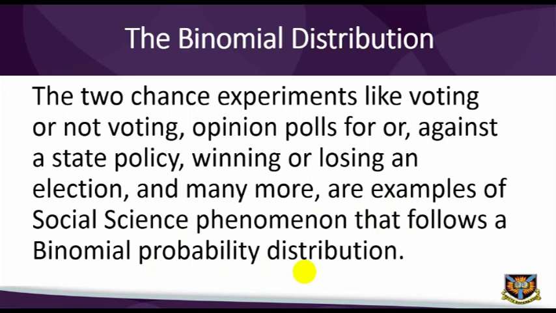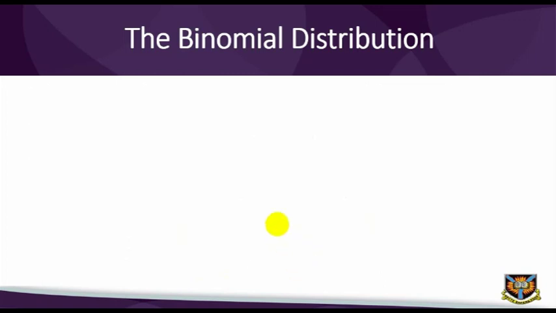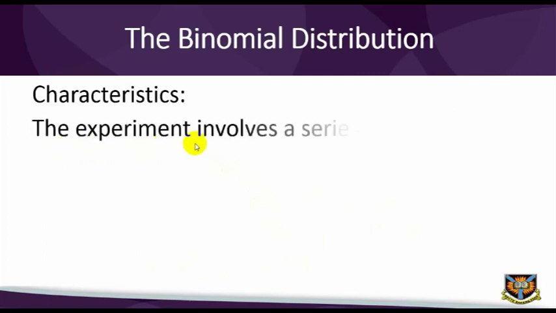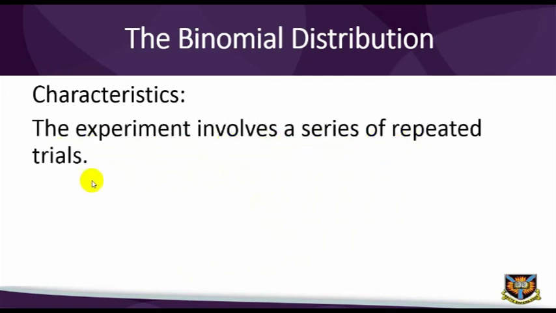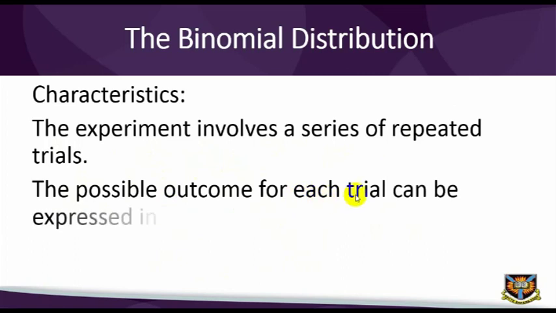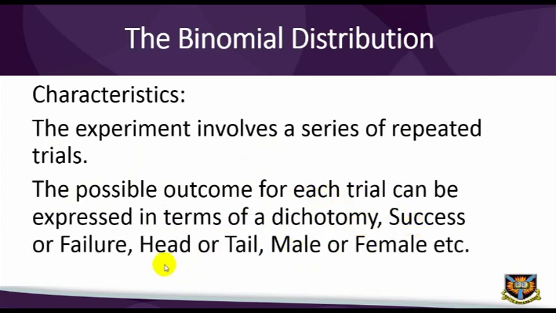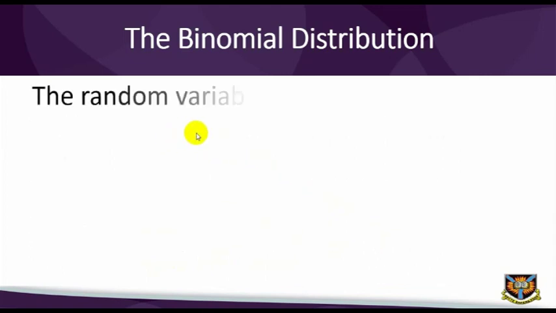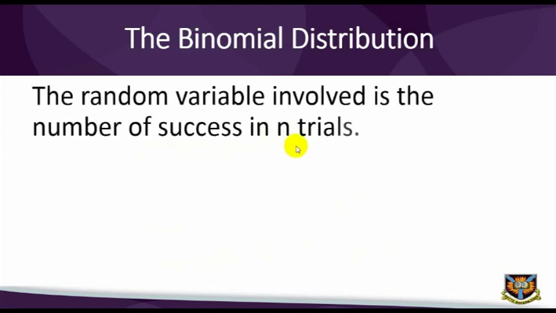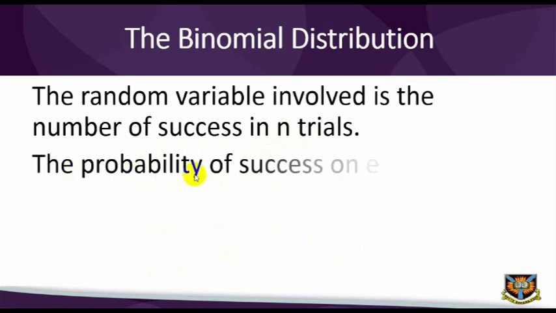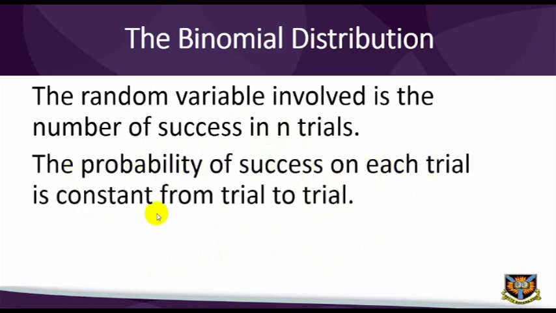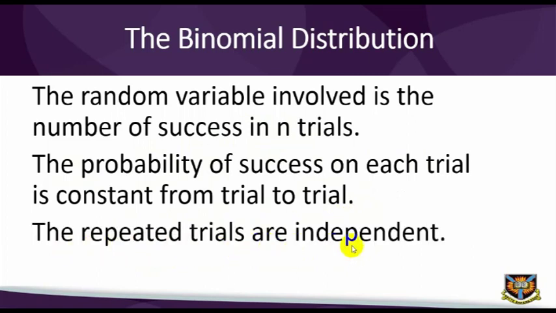Binomial probability distribution has the following characteristics. 1. The experiment involves a series of repeated trials. 2. The possible outcome for each trial can be expressed in terms of a dichotomy: success or failure, head or tail, male or female, etc. 3. The random variable involved is the number of successes in n trials. 4. The probability of success on each trial is constant from trial to trial. 5. The repeated trials are independent.